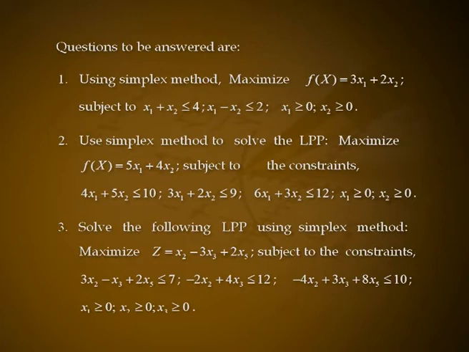Solve the LPP using the simplex method. Maximize z equal to x2 minus 3x3 plus 2x5 subject to the constraints 3x2 minus x3 plus 2x5 less than or equal to 7, minus 4x2 plus 3x3 plus 8x5 less than or equal to 10, x1 greater than or equal to 0, x2 greater than or equal to 0, x3 greater than or equal to 0.